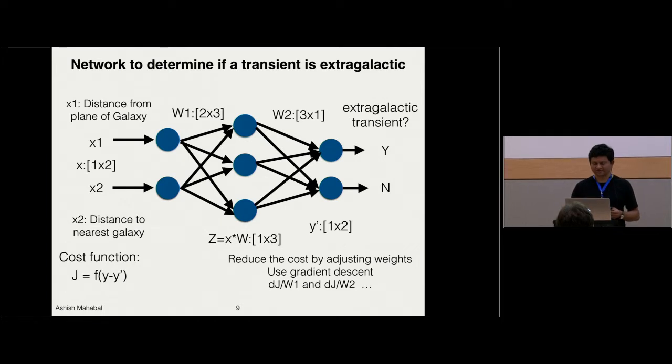And the thing that is used is the cost function J, a function of y minus y prime. Again, one is the output and the other is what you are getting. Then you can reduce the cost by adjusting the weights, where now there are multiple gradients because of the set of weights you have. And so gradient descent comes into the picture, and those are the basics that go into this.